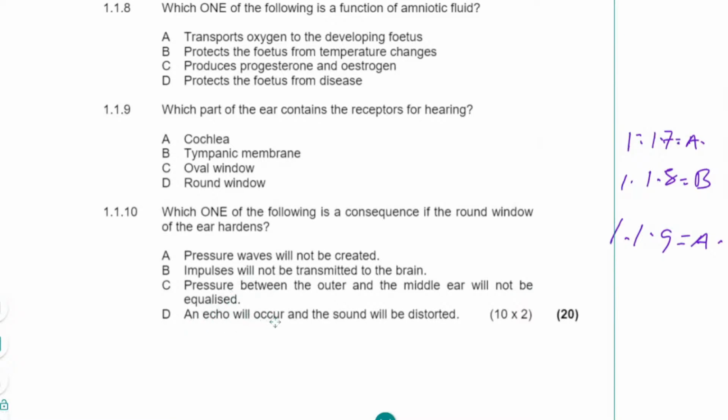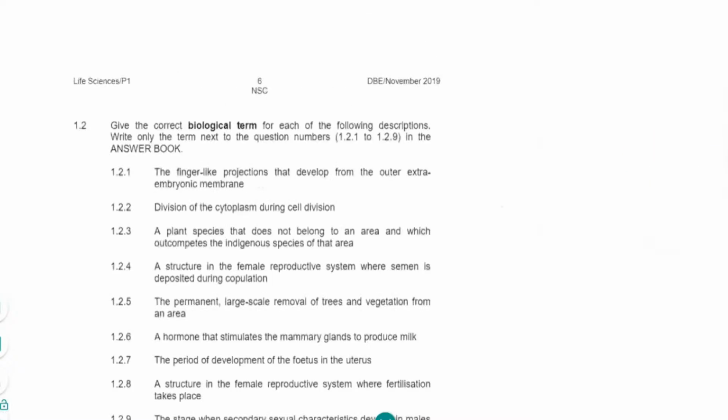An echo will occur and the sound will be distorted. Yes, because remember, it absorbs the excess pressure. So the function of the round window is to absorb the excess pressure from the inner ear so that the echo does not happen. So the answer for 1.1.10 is going to be D. So basically, that is our first session of objective.